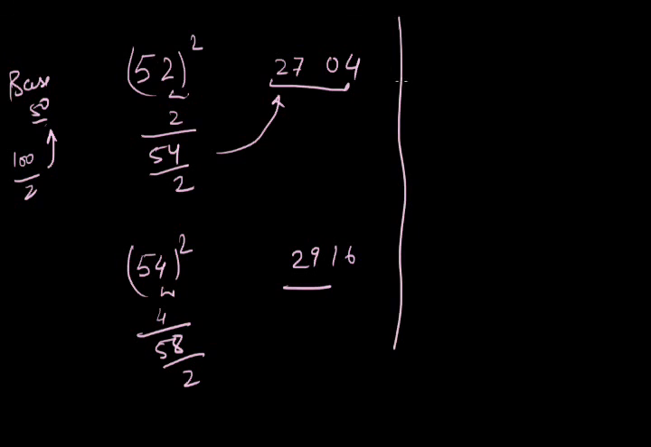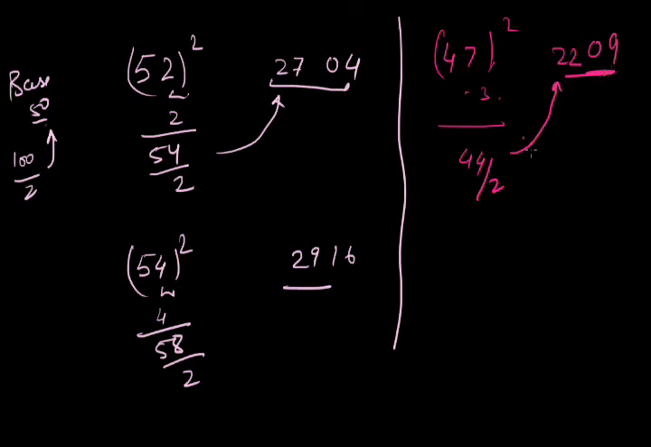Similarly, if we get a number less than 50, let's say 47 square. Now this is 3 less than the number 50. 3 square is 09. Now it is 3 less, so again we will decrease the 3 here. 47 minus 3 is 44. Again, divided by 2, 44 divided by 2 is 22. 2209 is the solution for this.